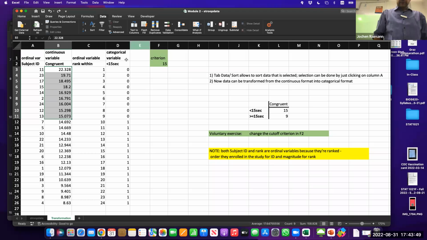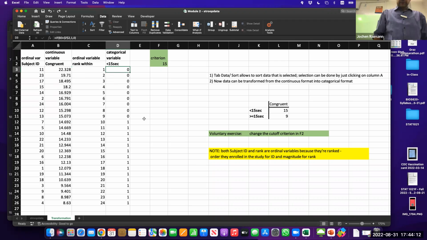You can hypothetically also call this slow, fast, 0, 1, same thing. It's a special form of a categorical variable which is called a binary variable, because it only has 2 possible outcomes, 0 or 1, binary. So we have here the categorical variable smaller than 15 seconds.